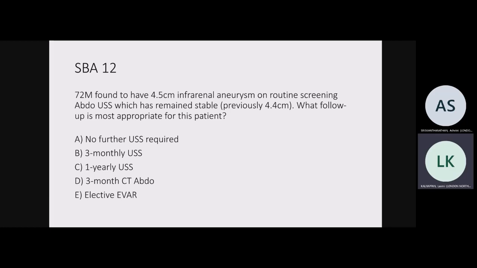Sorry, the 4.4 centimeter was on an ultrasound a year ago, so that might help you. So do they no longer need an ultrasound, 3 monthly, 1 yearly, 3-month CT abdo, or elective endovascular aneurysm repair? We'll go through it. So it's 3 monthly ultrasound, and we'll go through why.